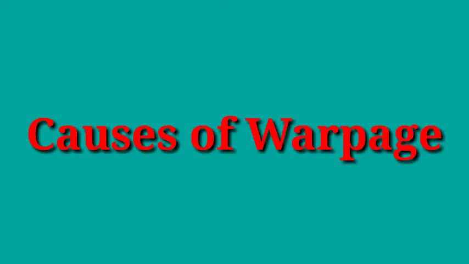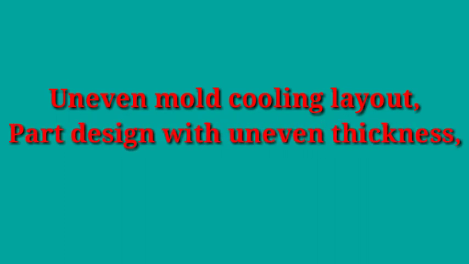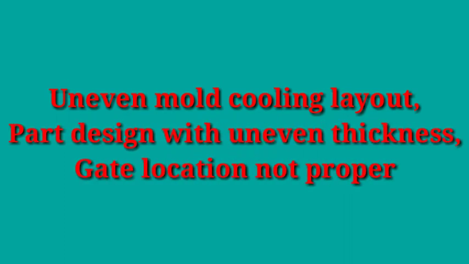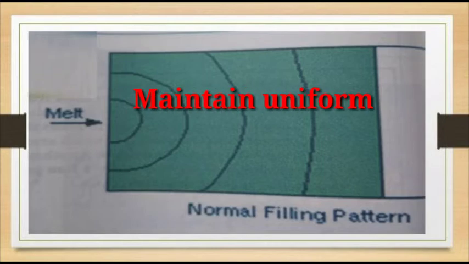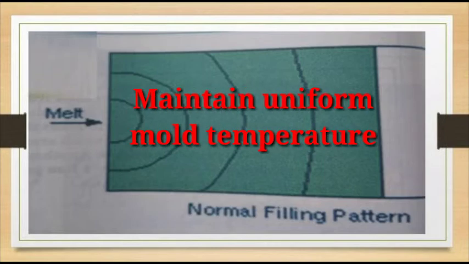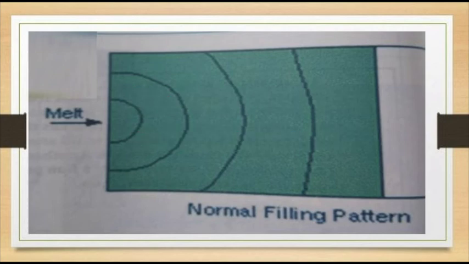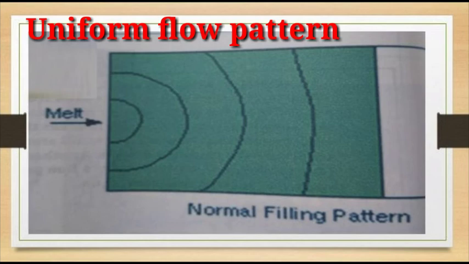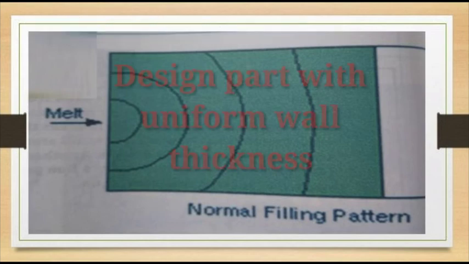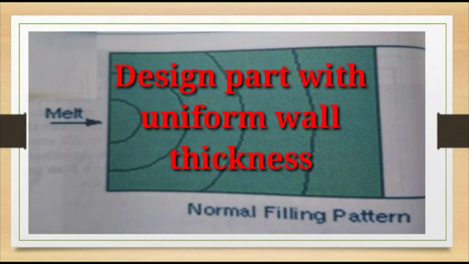Uneven mold cooling layout, part design with uneven thickness, and gate location not proper. These are the main causes of the warpage. Now we are going to see the remedies for warpage. Maintain the uniform temperature in mold. Uniform flow pattern we should follow. Design part with the uniform wall thickness. These are the main remedies of the warpage.